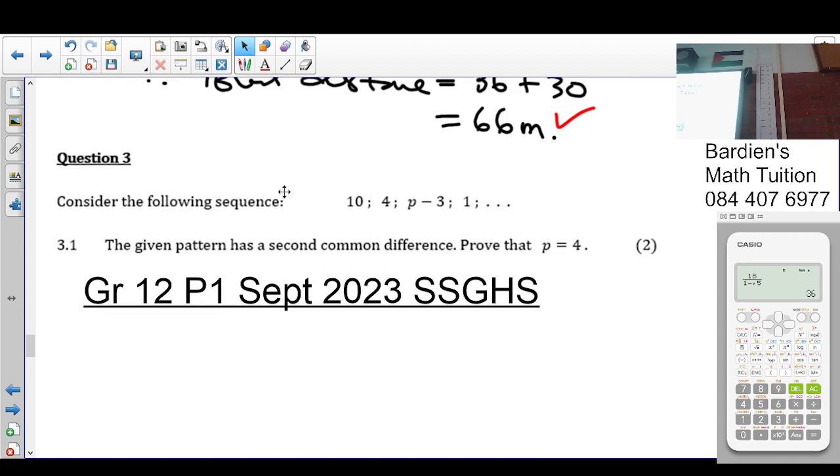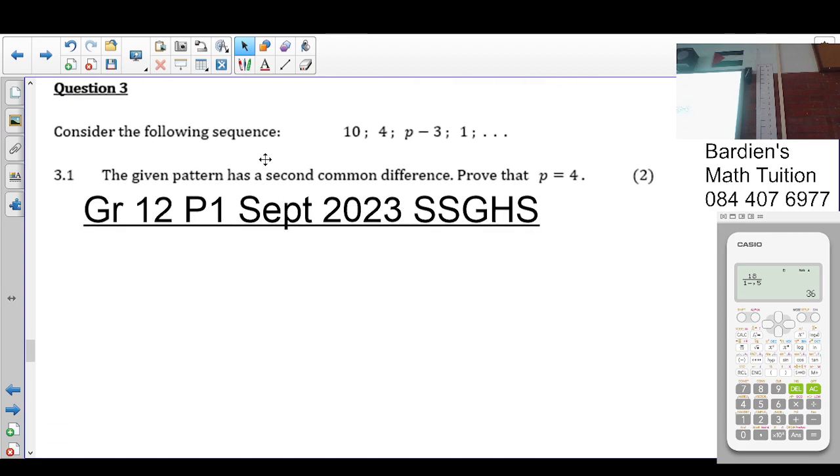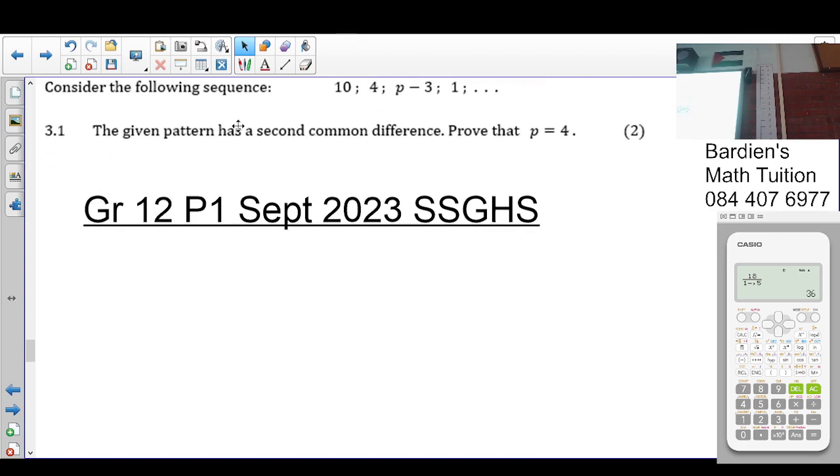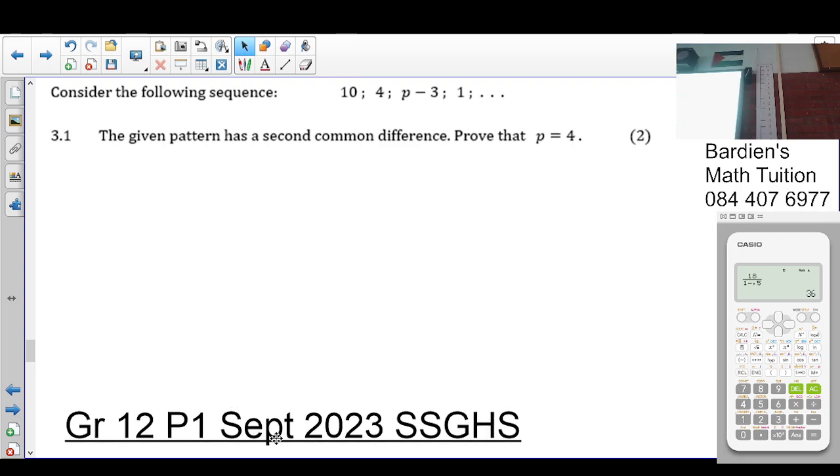Let's go to question 3. I feel for some of you I'm moving too slow, so you guys are talking in the background there, or you feel like you got a good mark for your test.